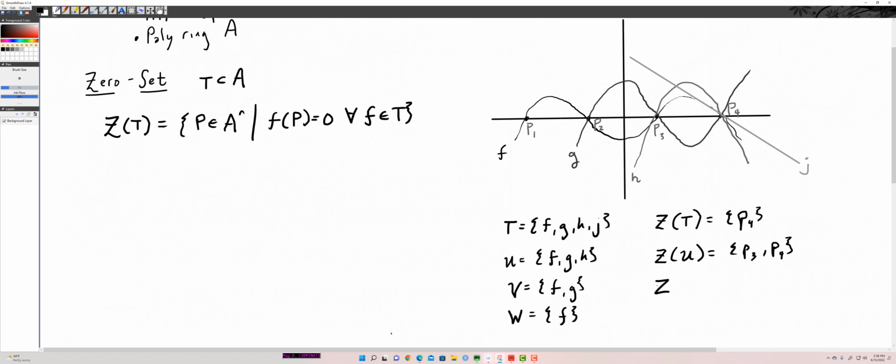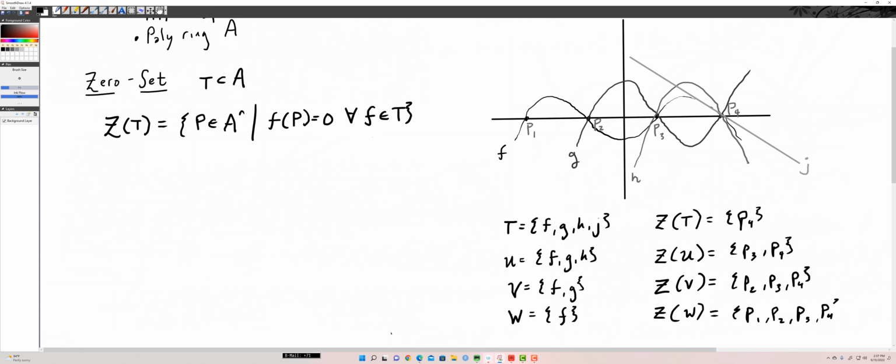Next, I look for the zero set of the set V, which contains f and g. Again, f is 0 at P1, P2, P3, and P4, and g is 0 at P2, P3, and P4. So I have the set P2, P3, and P4. Those are the common zeros for these two functions. And lastly, the zero set for the set W of the function just f is all of P1, P2, P3, and P4.